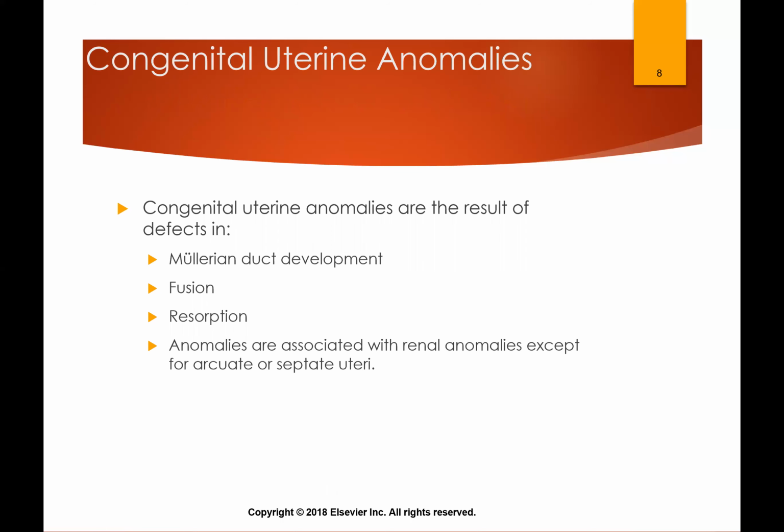Okay, so the congenital uterine anomalies are the result of Müllerian duct development, fusion, and reabsorption anomalies, and they are associated with renal anomalies, except for arcuate and septate. Okay, guys, if you remember, if a patient has uterine agenesis and just doesn't have a uterus, they have a higher chance of having renal agenesis, at least one. They wouldn't be alive if both kidneys weren't there, but one kidney could be missing, because the renal system develops with the uterine system in the first trimester. So they correlate together and have a higher chance of potentially having a renal anomaly with a uterine anomaly.